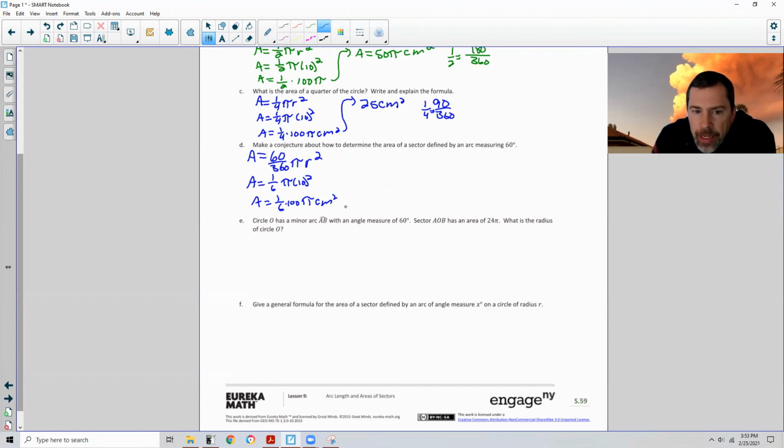Okay. And if I simplify that, then 100 would turn into 50 pi, and that 6 would reduce to 3. Half of 100 is 50, half of 6 is 3. So we get 50 pi over 3 centimeters squared, and it does not reduce any further. So the area of that sector would be 50 pi over 3 centimeters squared.